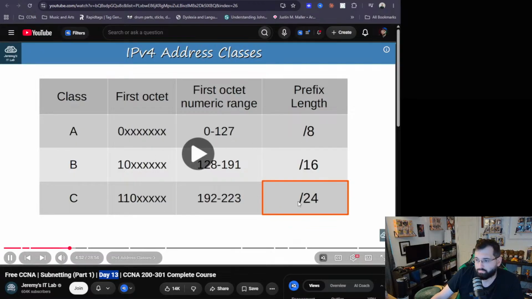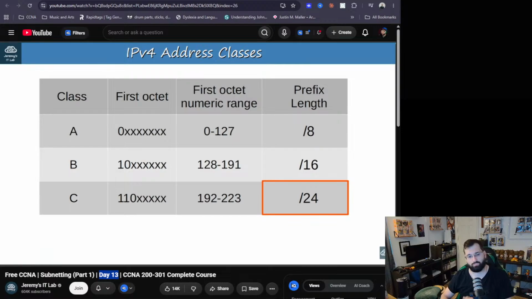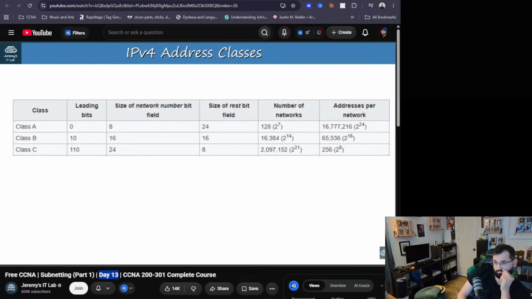Class C is /24. So the first 3 octets are used to identify the network, and the last octet is used to identify individual hosts within that network. The different prefix lengths give different characteristics to these classes. As you can see, there are few Class A networks available, only 128. Actually less than that because some are reserved, like the 127.0.0.0/8 range, which you may remember is used for loopback addresses.